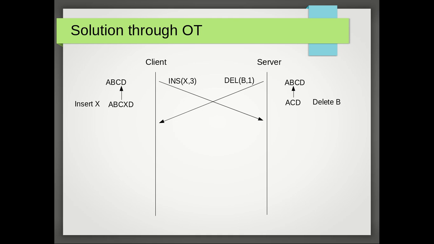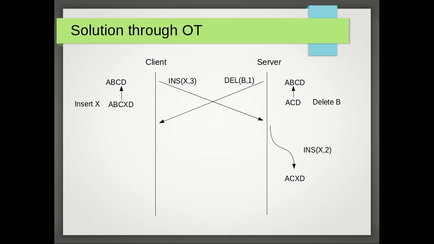The solution is given by operational transformation. It says that whatever operation you receive from a client or server, change it according to the previous operations done by that person or that system. For example, here the server received the insert x comma 3 command, so it will try to change this command based on the previous commands that are executed by the server alone. So now the server will execute, through operational transformation, the command insert x comma 2.